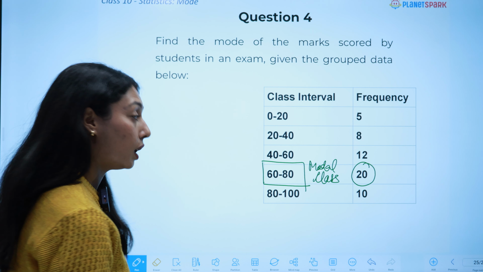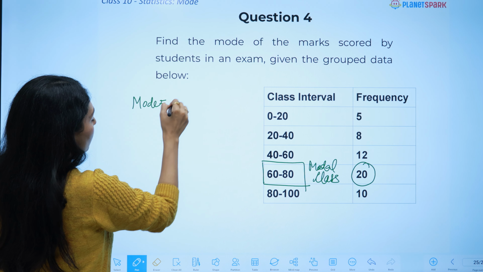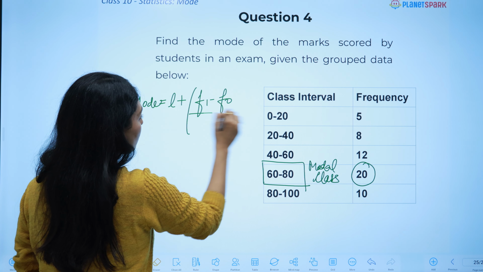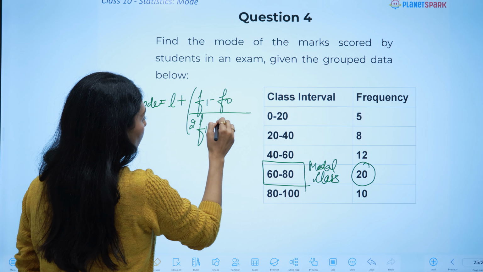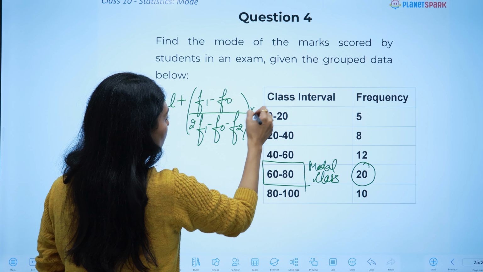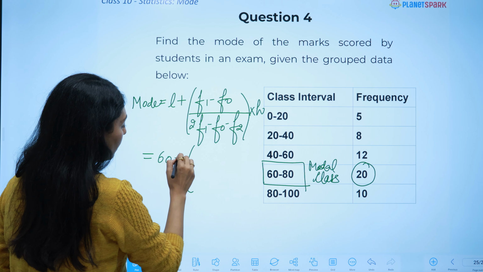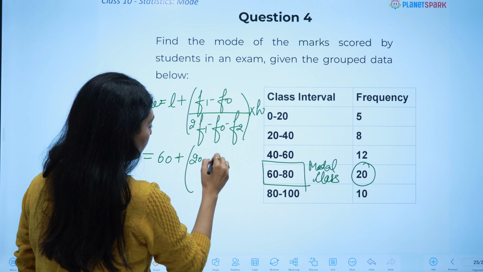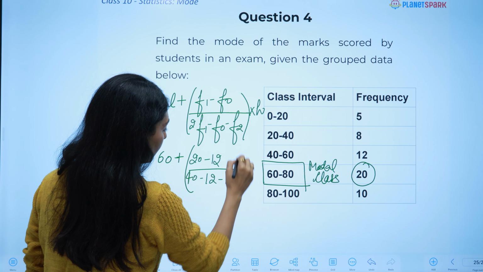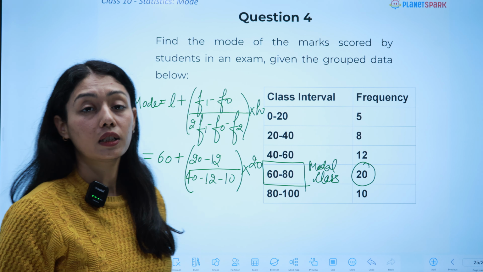Okay, let's plug in the values in the formula. So, mod is equal to L plus (f1 minus f0) upon (2 times f1 minus f0 minus f2) into h. Right, lower limit 60 plus f1 minus f0, 20 minus 12, 2 times 20, 40 minus 12 minus 10 into the class size, that is 20. Okay, just the same, just like all the examples we did.